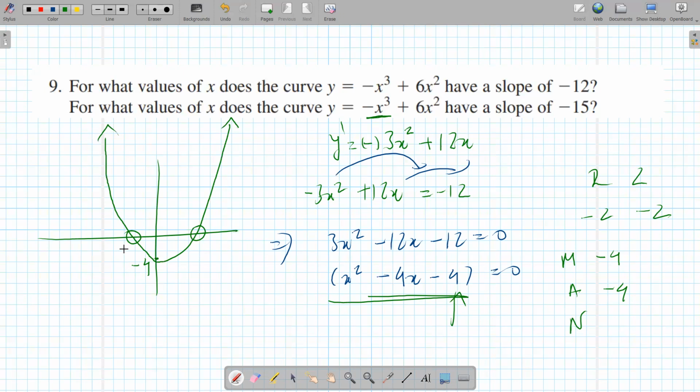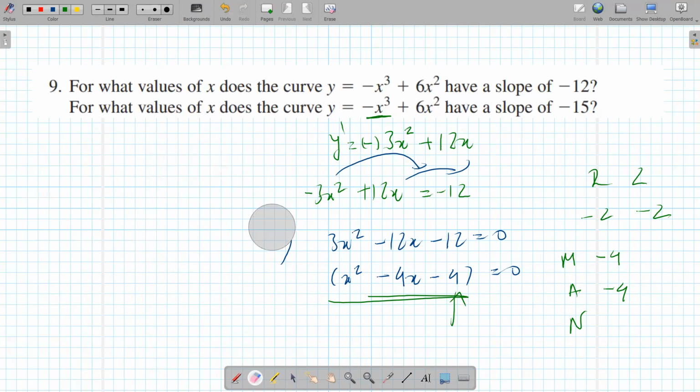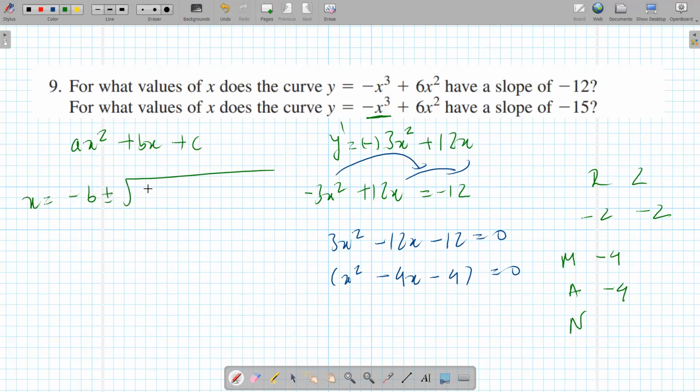It's not in factored form. You may not be able to write it in factored form, but it definitely has x-intercepts. So how do you go about finding that? You've got to use the quadratic formula. That's the only way to get it if factoring doesn't work, and factoring is not always going to work, like in this case. So the quadratic formula says this: if you have anything in this form, the x-intercepts are given by something that looks like this. It's a handful.